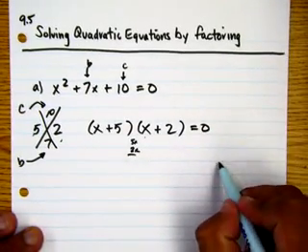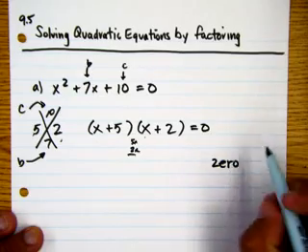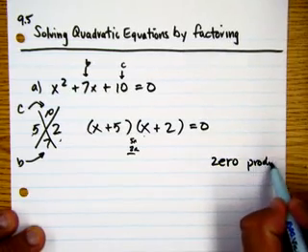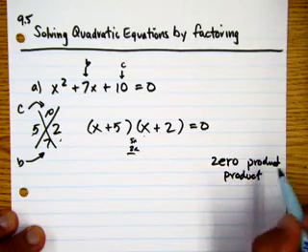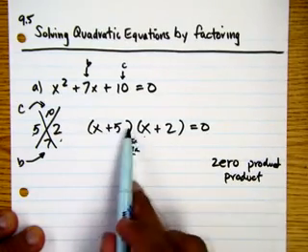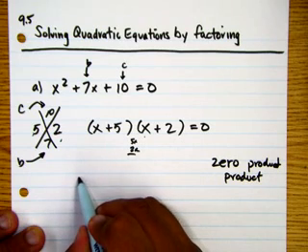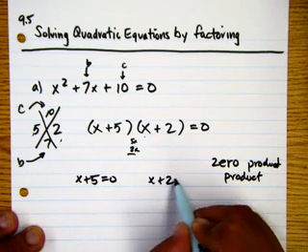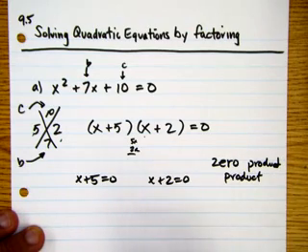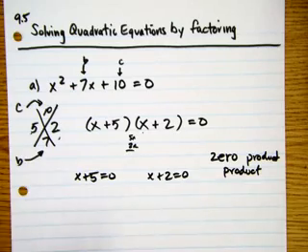Now we're going to use the zero product property. The zero product property means that I take these two factors and separate them: x plus 5 is equal to 0 and x plus 2 is equal to 0. Now that we've separated them, we can solve.